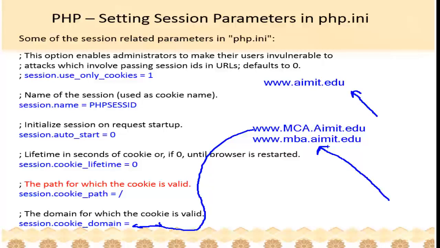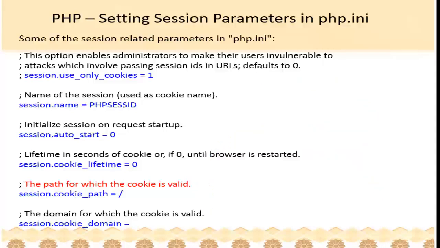So you can tell the browser that I want only these cookies to be sent to one domain and the other cookies to be sent to the other domain. However, if you want the cookies to be available across all the domains, then you have to say .amit.edu. When you put a dot here without specifying anything, it must be available for all the subdomains. It could be MBA, MCA, PGDCA, MSc. Any subdomain under amit.edu will get that cookie.